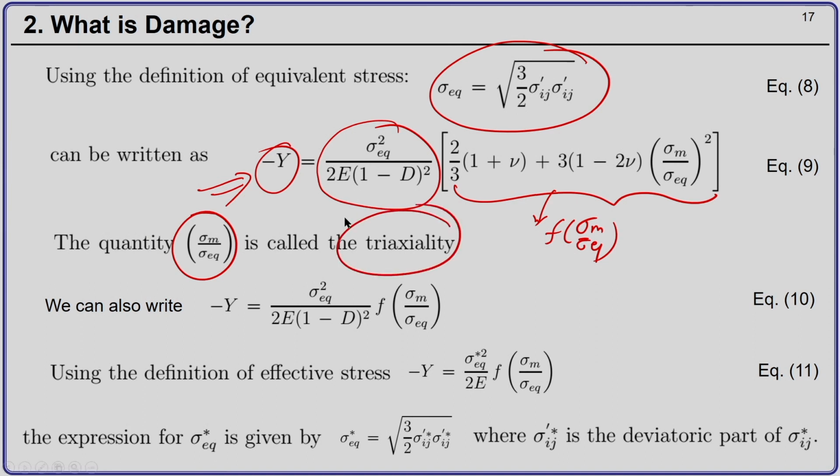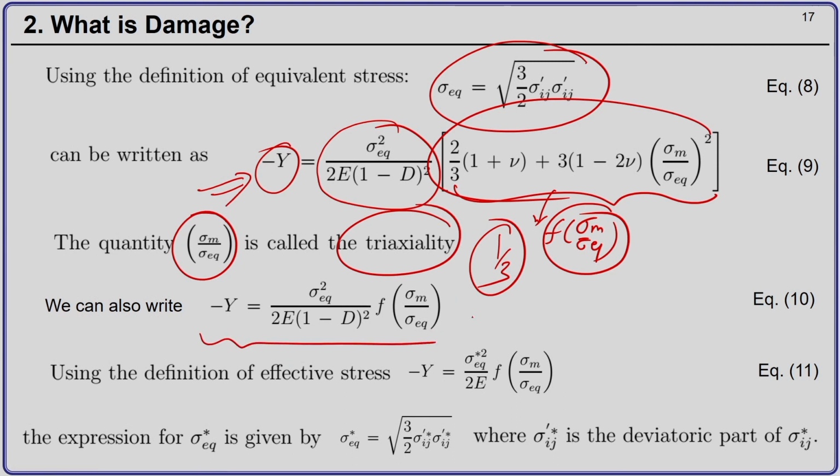This is a very important parameter in ductile fracture, called the triaxiality. The value of this triaxiality is 1 by 3 for uniform simple tension. Now, we can also write, if I write this function as f, the dissipative part of Y as the following equation, that is equation 10.